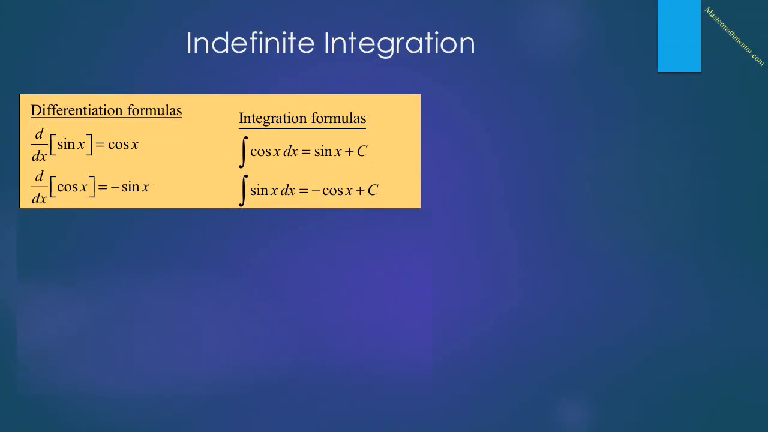So here are our trig rules for differentiation and integration. We know that the derivative of the sine function is the cosine function. Therefore, the integral of the cosine function is the sine function plus c. We know that the derivative of cosine x is equal to negative sine x. We could say that the integral of negative sine x dx is equal to cosine x. However, we normally say the integral of sine x dx is equal to negative cosine x plus c.